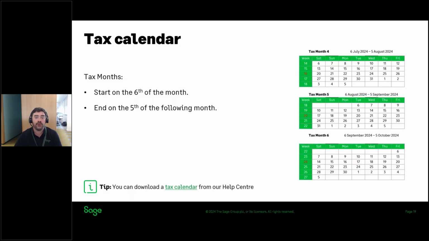Now, before you run through that month-end checklist, do be aware that the payroll calendar runs from the 6th day of each month. So tax months start on the 6th and end on the 5th day of the following calendar month. If you are running a weekly, fortnightly, or 4-weekly payroll, do check your calendar and make sure you've completed all pay dates that fall within the tax month. So not the calendar month, it's the tax month finishing on the 5th day of the following calendar month.